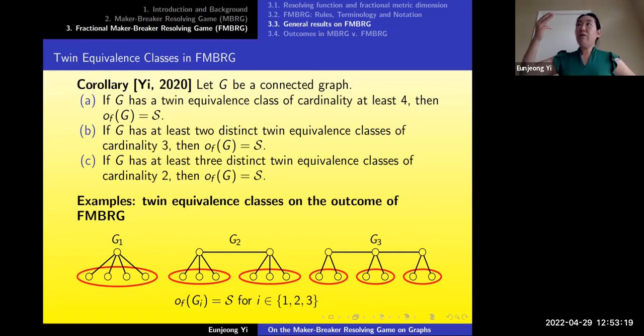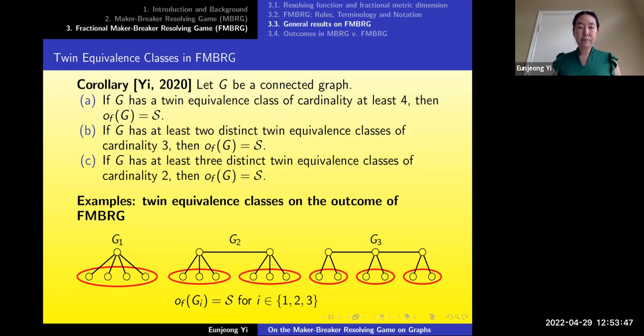Then whatever the resolver assigns in the next step, in the second round there would be a vertex set of 2 vertices, twin equivalence classes with a value assigned at most 1/2. That's where the spoiler can just go in and assign values. So that's why the spoiler can always win. This is the G3 for corollary C, the situation where the actual discrepancy between a maker-breaker game versus fractionalization makes the outcome different.